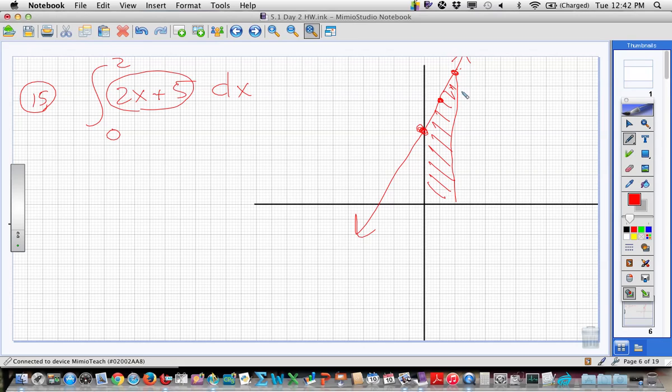Well, we could just count squares, whatever, but it's a trapezoid. So that's 1/2. What's this height here? 5. This one over here is 9. That'll be 5 plus 9. And then your base down here is 2. So 14 times 1/2 times 2 is 14. Right? That's our area. But I could see somebody doing this because we talked about it yesterday.